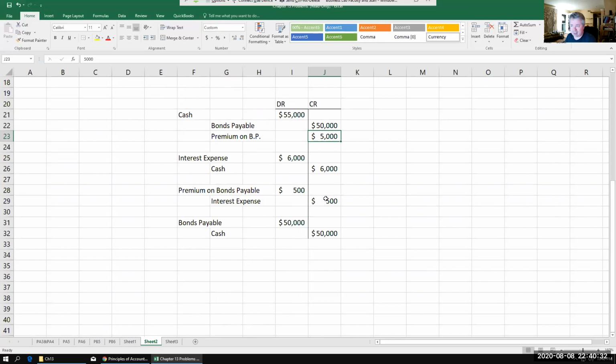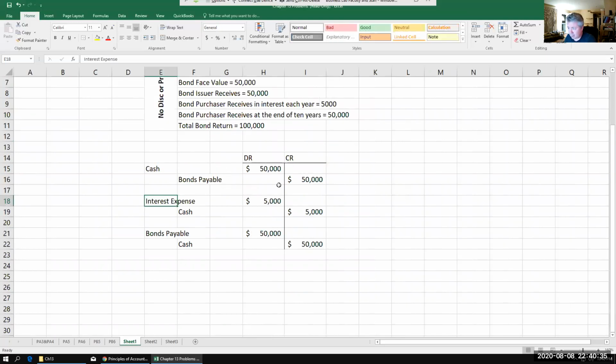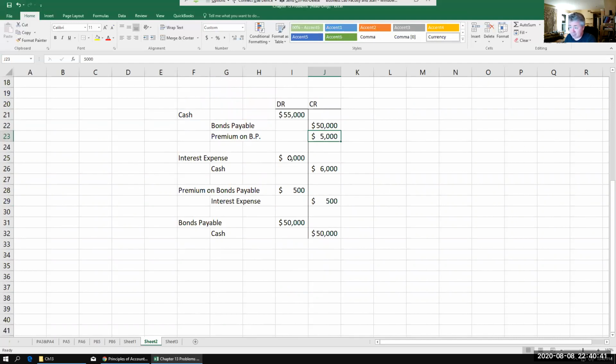And then, just like here, but we didn't have the premium, our interest expense 5,000, cash 5,000. In this case, interest expense 6,000, cash 6,000, because again, higher rate, every year we're going to pay a little bit more. But this is where the amortization of that premium comes in. We probably already spent that cash, but this premium that we got, from an accounting perspective, we're going to offset that interest expense. We're going to amortize it over the course of the bond.